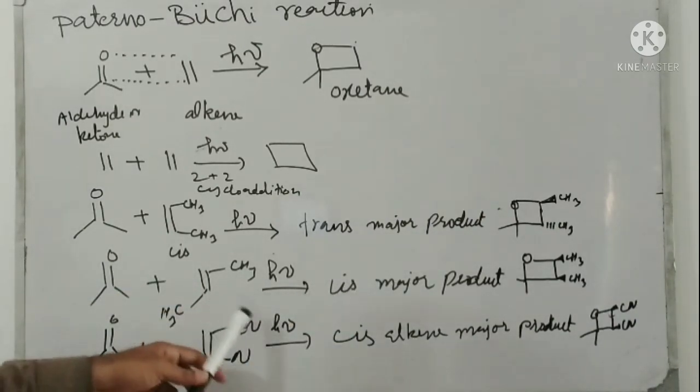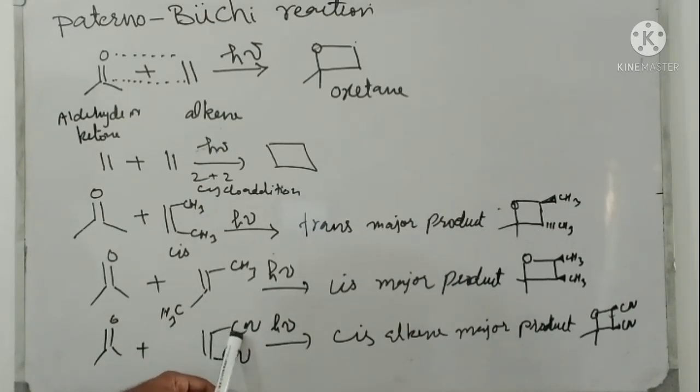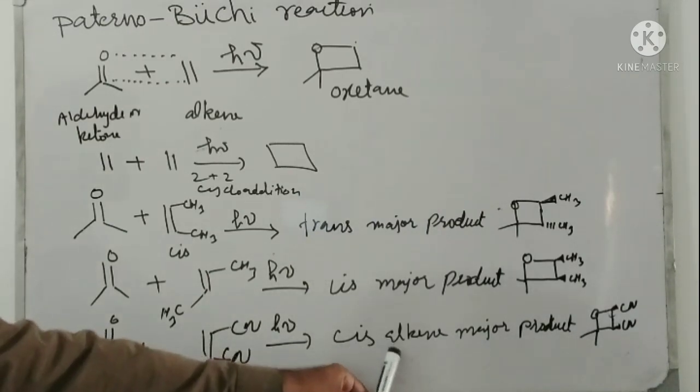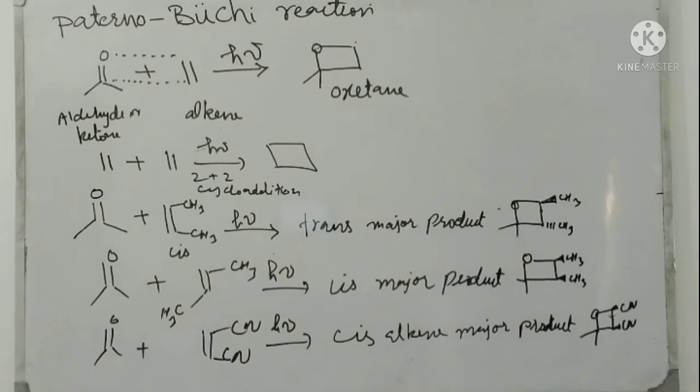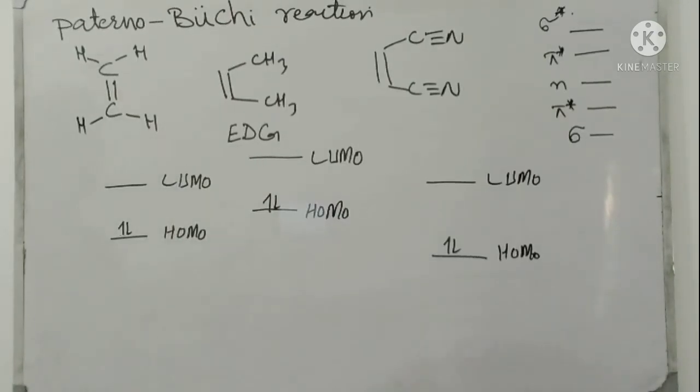When a strong electron withdrawing group is attached on this alkene, it is cis. Here the nitrile is attached, which is very strong electron withdrawing. So again the major product is the cis alkene. We will discuss in detail why the stereochemistry is like this, and how the stereochemistry is controlled. So here we go.